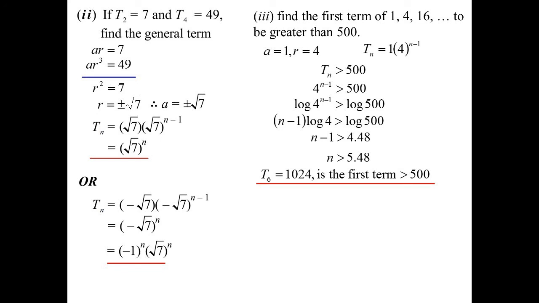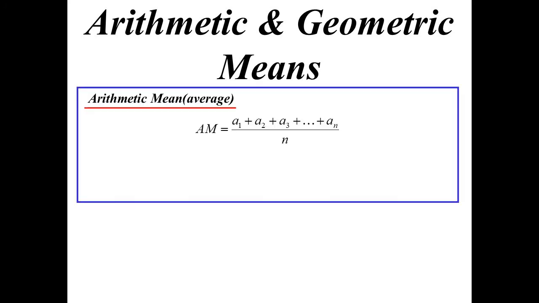It's just that we're multiplying each term by a constant amount rather than adding each term by a constant amount. I just want to now look at this idea of arithmetic and geometric means. What on earth do they mean? Pardon the pun. Well, arithmetic mean, you've actually been working with that for a long time.